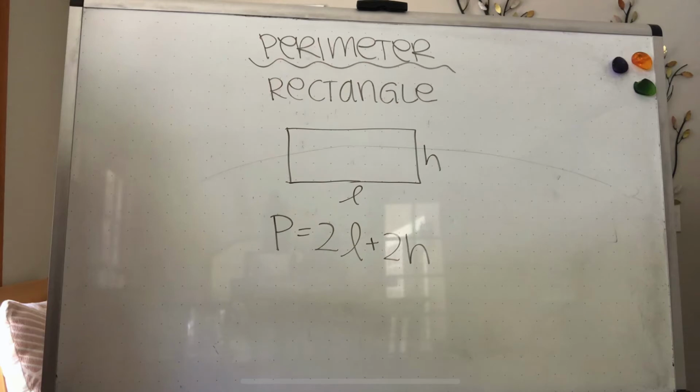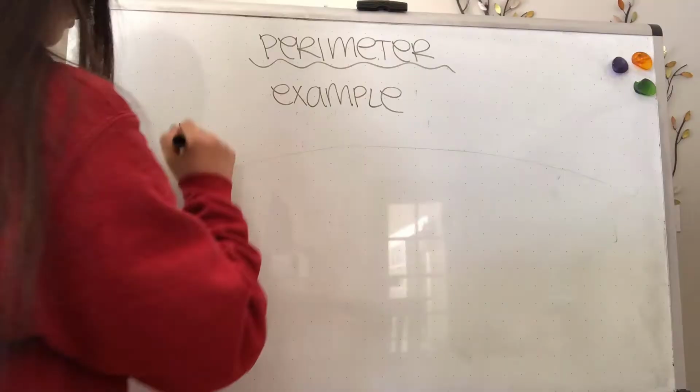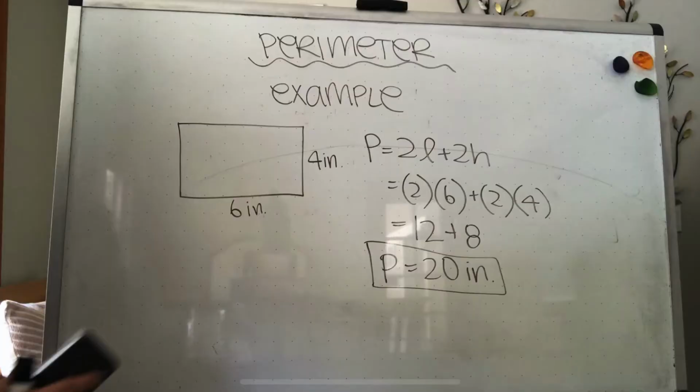And now moving on to perimeter. The formula for perimeter for a rectangle is 2 times length plus 2 times height. The example given shows the length is 6 inches and the height is 4 inches. And so we're going to plug it into the formula, 2 times 6 plus 2 times 4, which equals 12 plus 8, and gives us the answer. The perimeter is 20 inches.